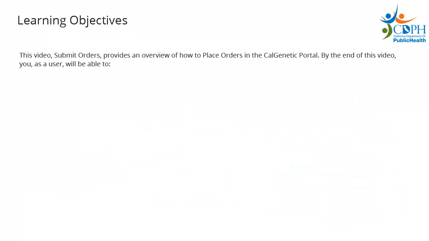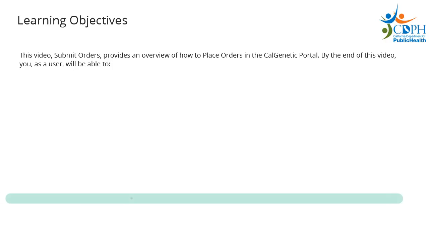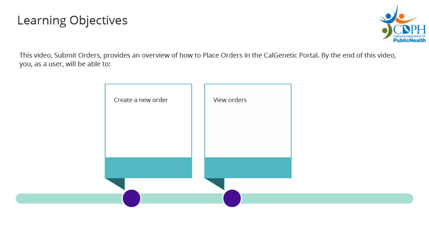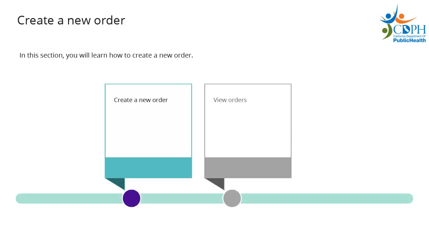This video, Submit Orders, provides an overview of how to place orders in the CalGenetic Portal. By the end of this video, you, as a user, will be able to create and view orders for prenatal screening results for your assigned facilities. Let's get started. In this section, you will learn how to create a new order.